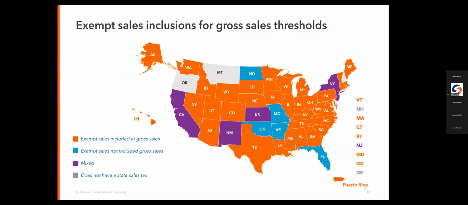And that's what this graphic shows: gross sales are included in almost every state now. Whereas 10 years ago, when I started working at Avalara, that was not the case. So the landscape continues to change. And this gives you a good snapshot on what the states are doing right now and keeping that up to date.